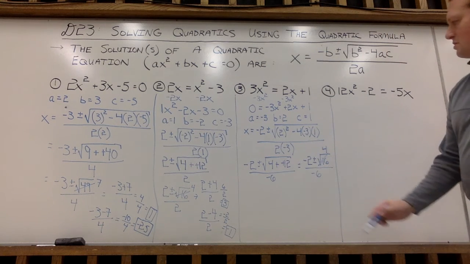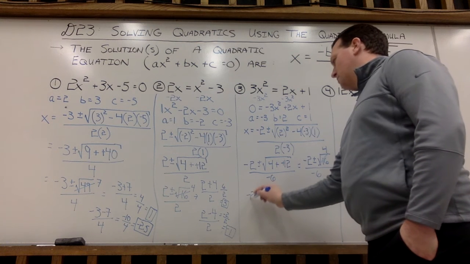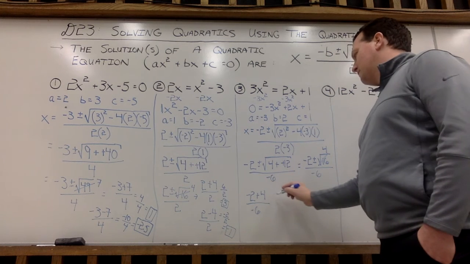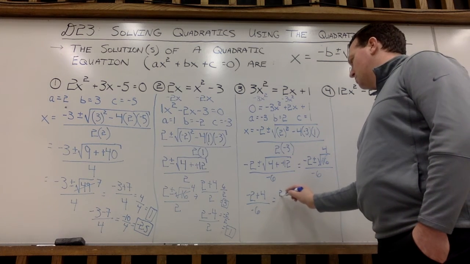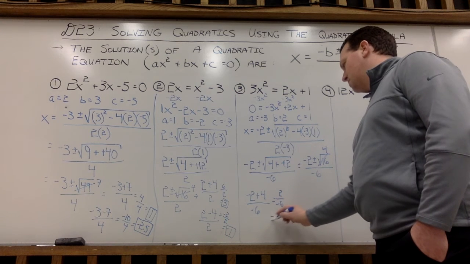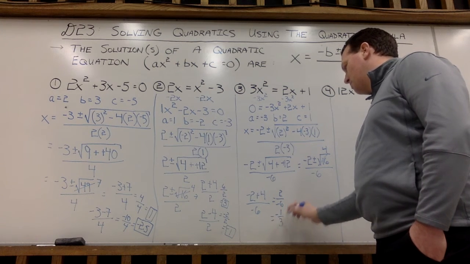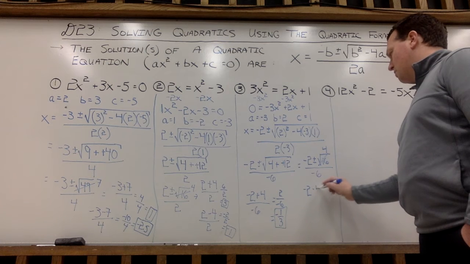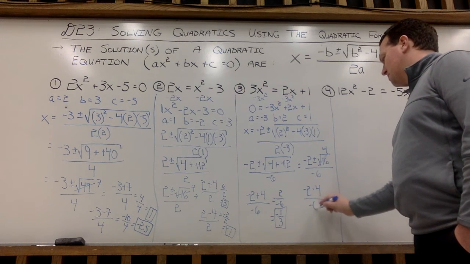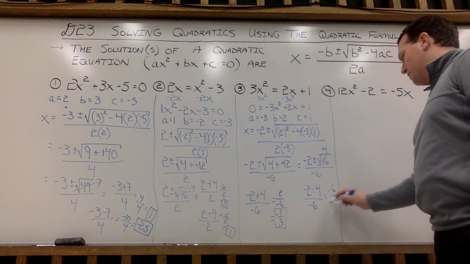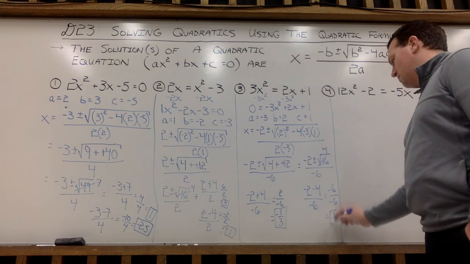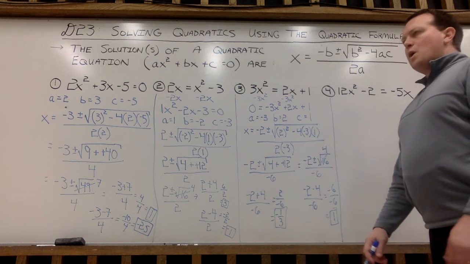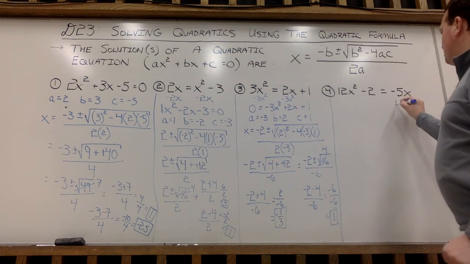So for my two solutions, I'll take negative 2 plus 4 divided by negative 6. Negative 2 and 4 is 2. 2 over negative 6 is negative 1/3. And then negative 2 minus 4 over negative 6 gives me negative 6 over negative 6, which is positive 1. Yes. Woo! Last one. You can do it.